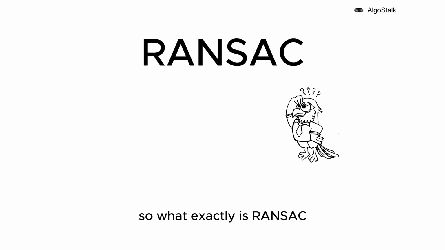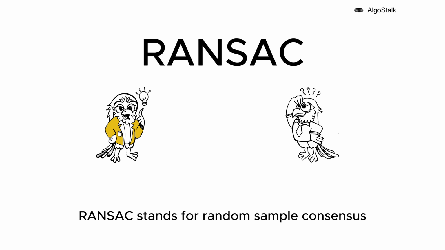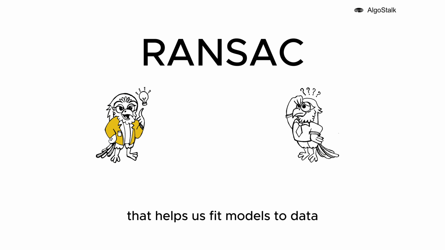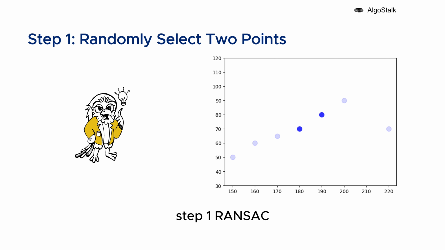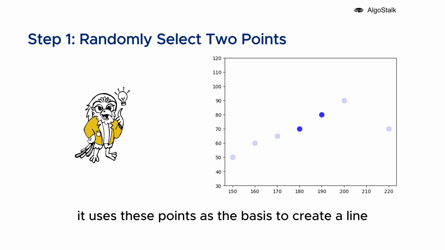RANSAC. So, what exactly is RANSAC? RANSAC stands for Random Sample Consensus, and it's a powerful method that helps us fit models to data while ignoring those pesky outliers. Now let's walk through how RANSAC works step by step. Step 1. RANSAC starts by randomly selecting two points from the dataset. It uses these points as the basis to create a line.